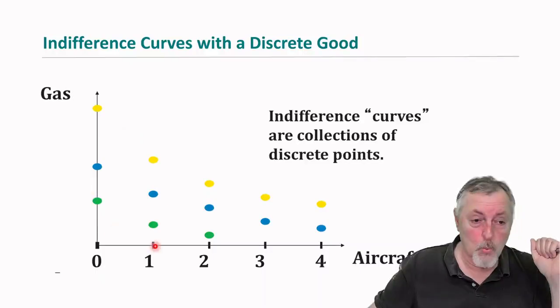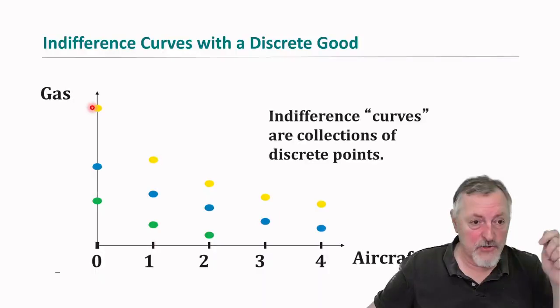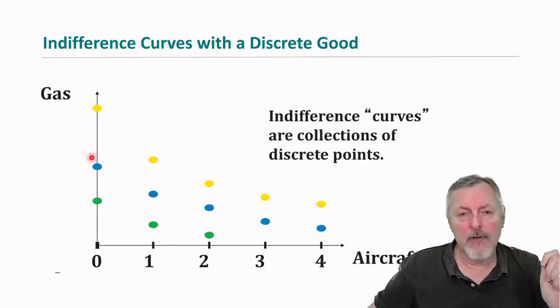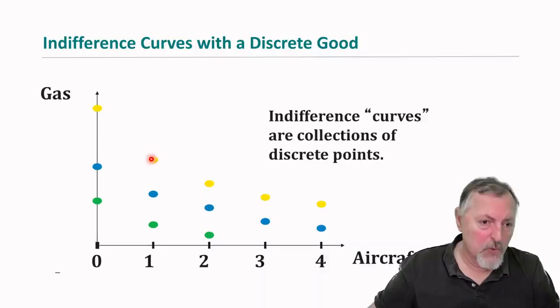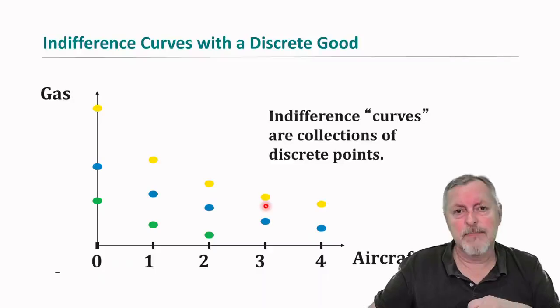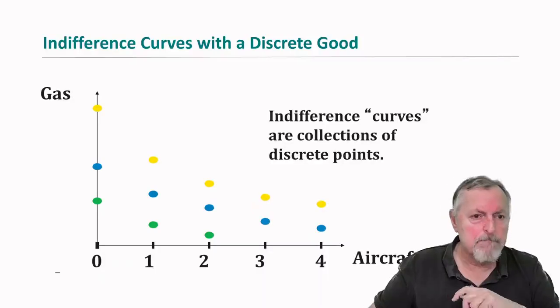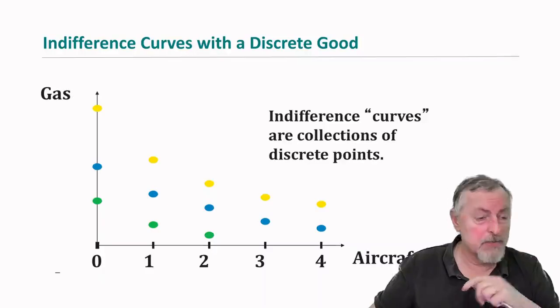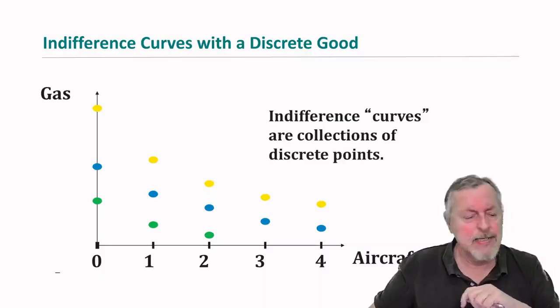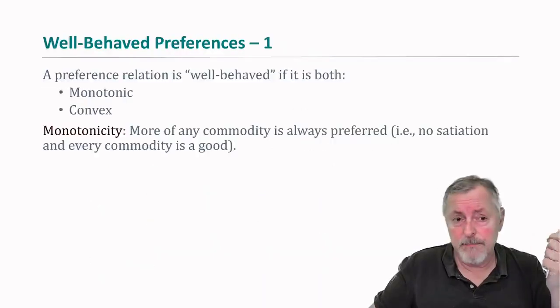When you reach 1 aircraft, well, your consumption of gasoline has to jump down by the price of the aircraft. And so you're at this point. And there are these discrete jumps. So it would be a series of points. I don't think we're going to use this model very often, but it's good to know that indifference curves don't have to be continuous curves.